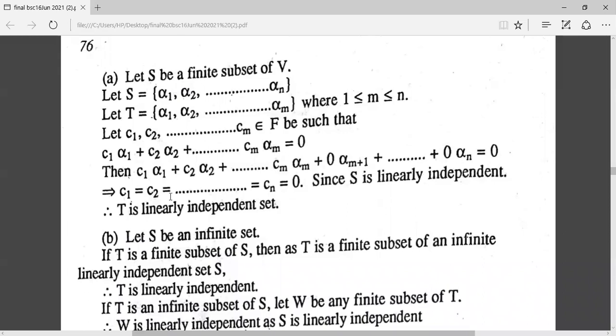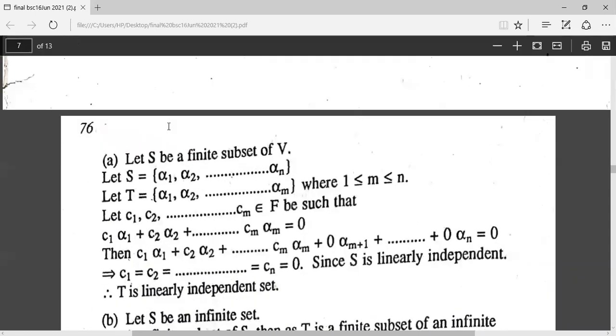Hence, C1, C2 to Cn, somewhere here you will get Cm in the middle. C1, C2, C3, C4, Cm, Cm plus 1, Cm plus 2, so on, Cn equals 0. But what is our aim? Our aim is to show that only C1, C2 to Cm are zeros. But we have here C1 equals C2, so on up to Cm equal to 0. Therefore, T is a linearly independent set.